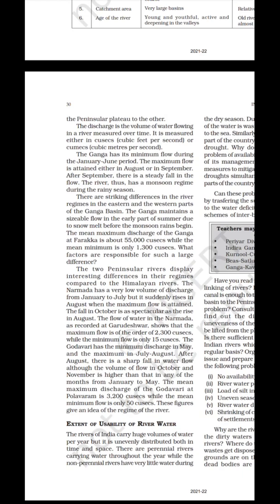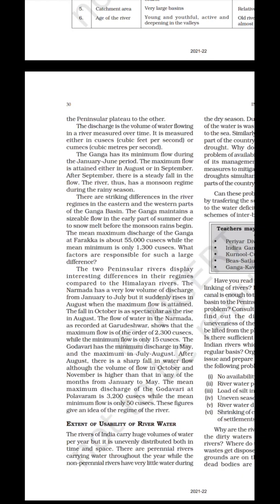There are striking differences in the river rhythms in the eastern and the western parts of the Ganga basin. The Ganga maintains a sizable flow in the early part of summer due to snow melt before the monsoon rains begin. The mean maximum discharge of the Ganga at Farakka is about 55,000 cusecs while the mean minimum is only 1300 cusecs. What factors are responsible for such a large difference?